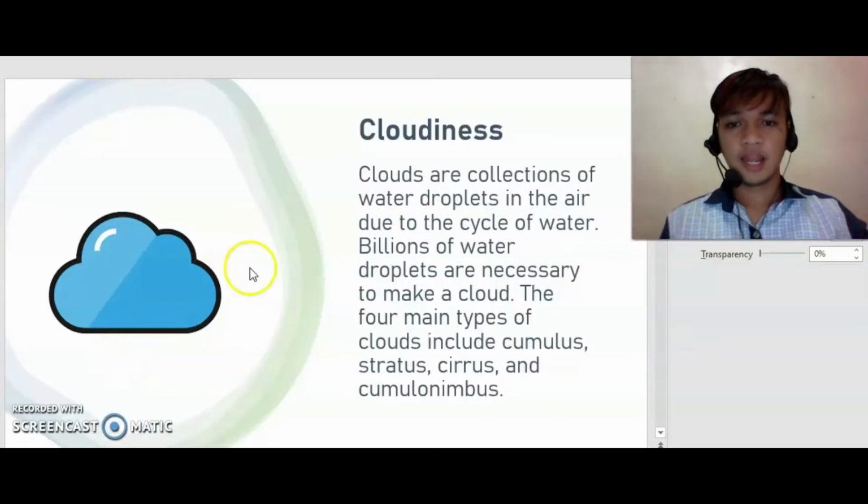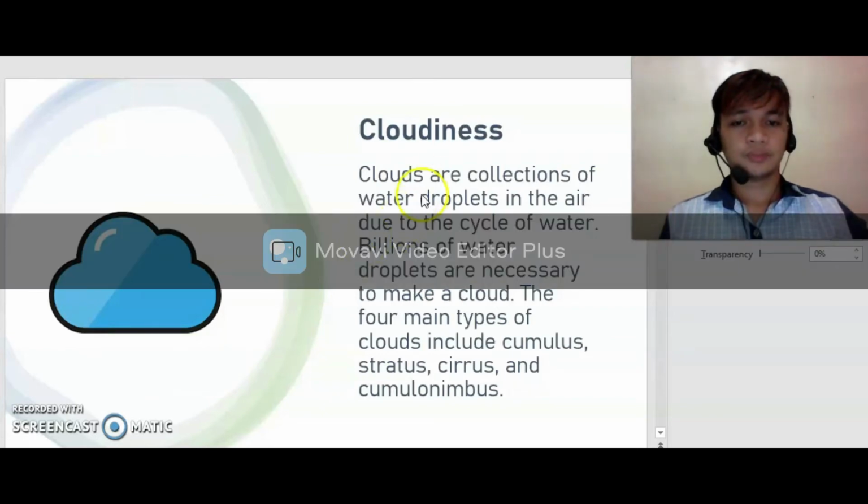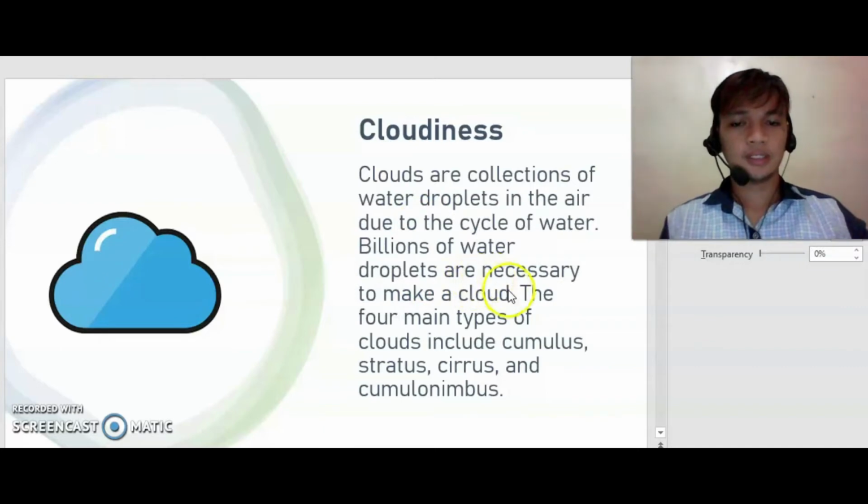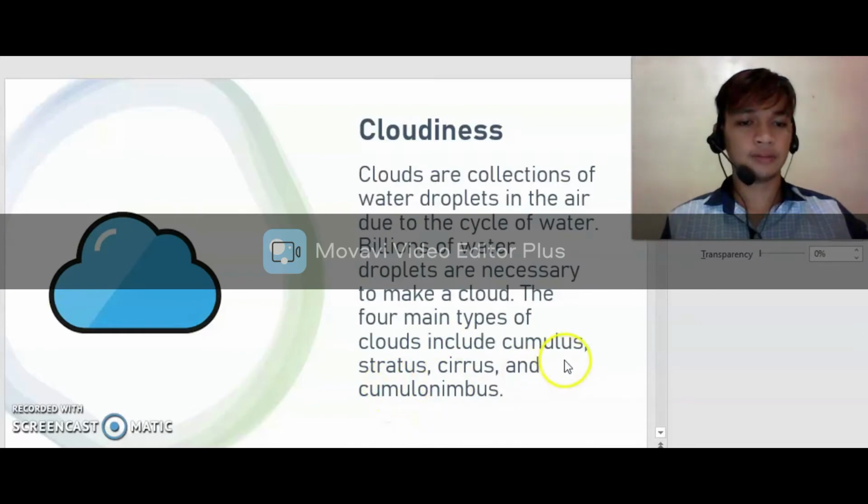Next weather element is the cloudiness or the amount of clouds in your place. So clouds are collections of water droplets in the air due to the cycle of water. So there are billions of water droplets that are necessary to make a cloud. So the four main types of cloud are cumulus, stratus, cirrus, and cumulonimbus clouds. So these are the four main types.